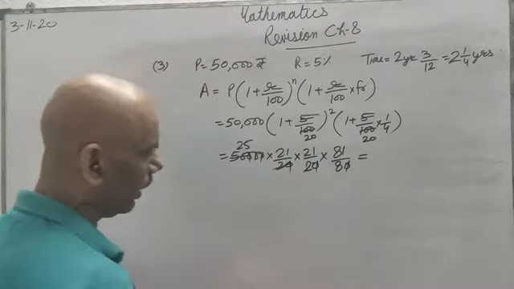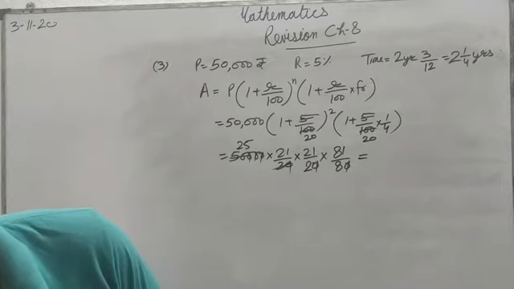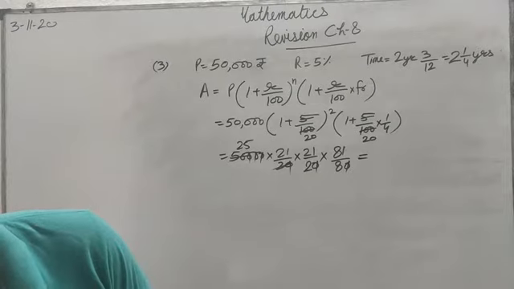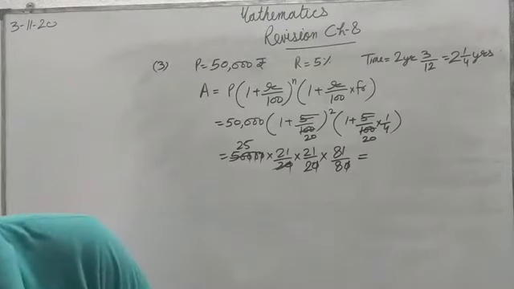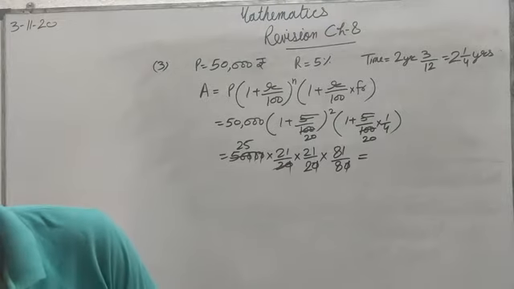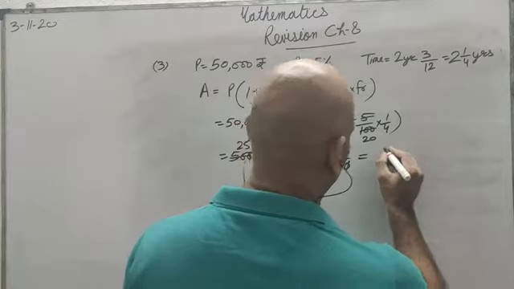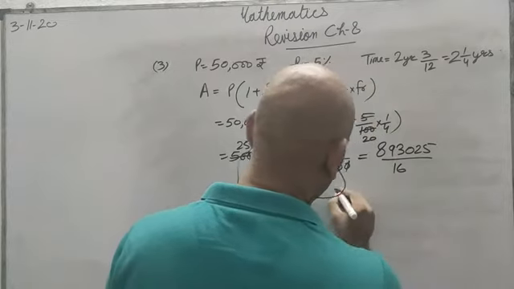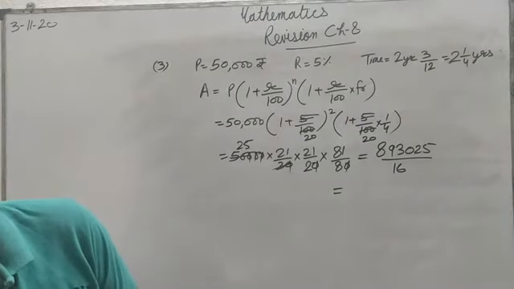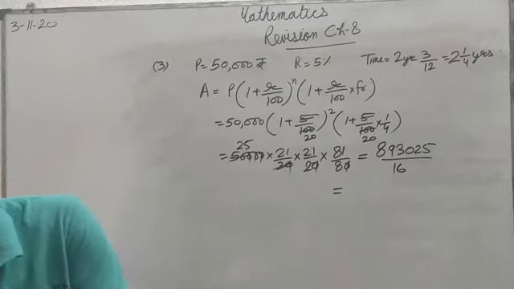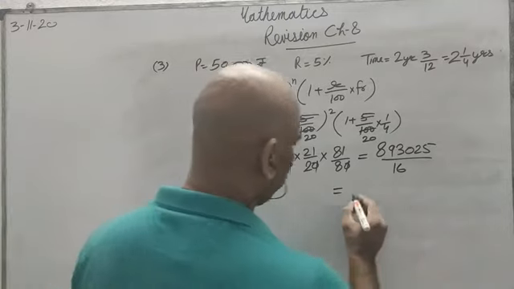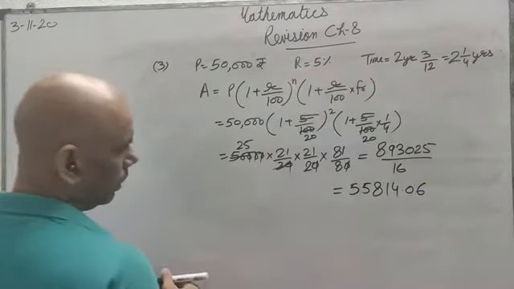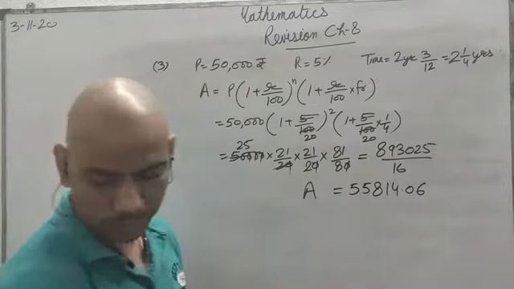It is 25. So I will have to multiply 21 with 21 and then with 81 and then with 25. So I got 893,025, and this is to be divided by 16. When I divide this by 16, I got 55,814 rupees 6 paisa. So this way the amount will be this.